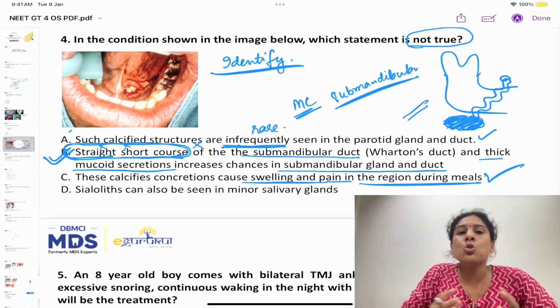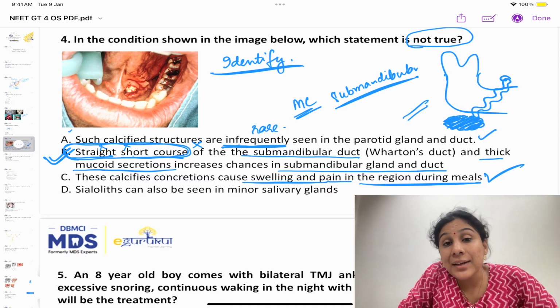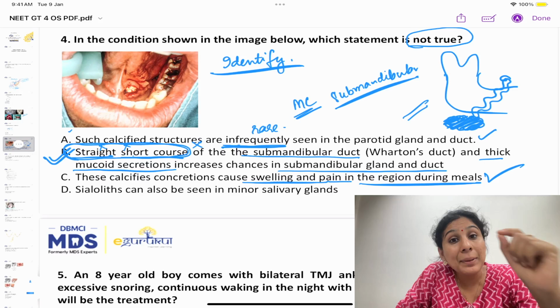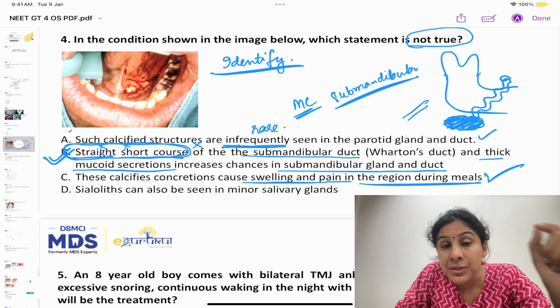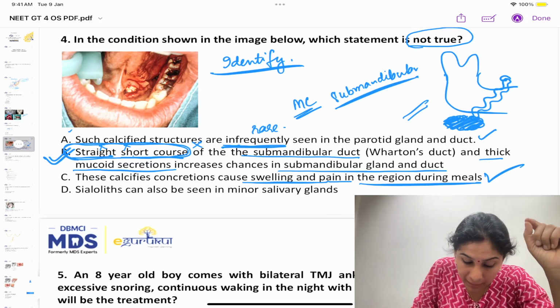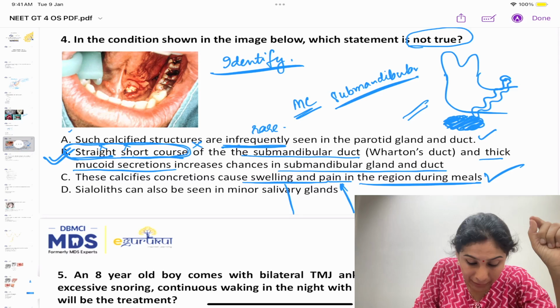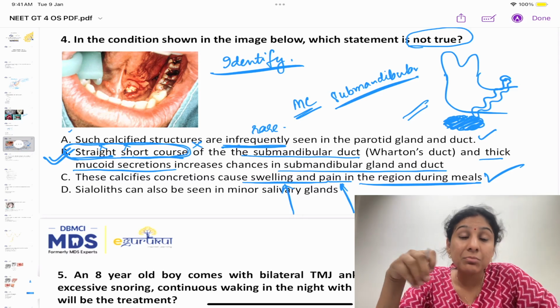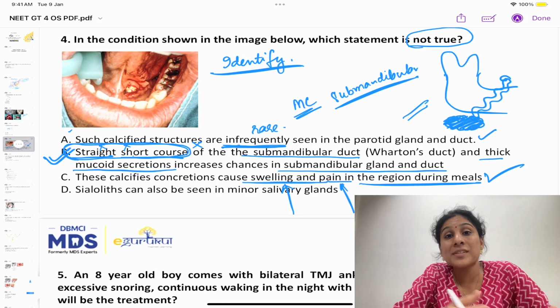In that case, no treatment is required. But when they become symptomatic, when they obstruct the duct, they become symptomatic. And what are the symptoms? Symptoms are simply pain and swelling. Why pain? Because the saliva is being produced, it is being pushed, but it is not able to come out. So it causes pain.